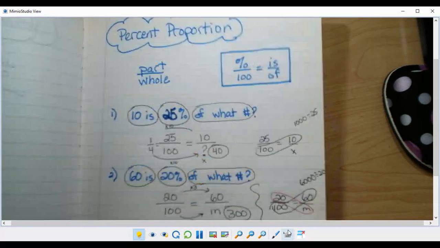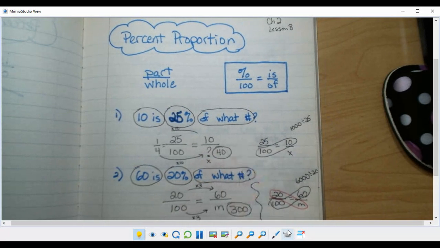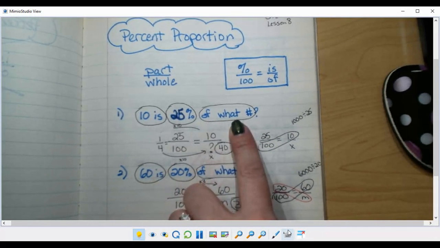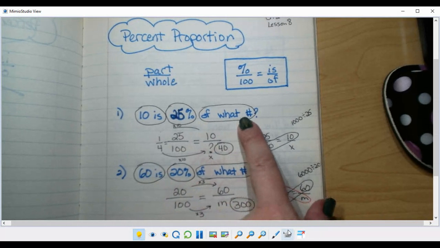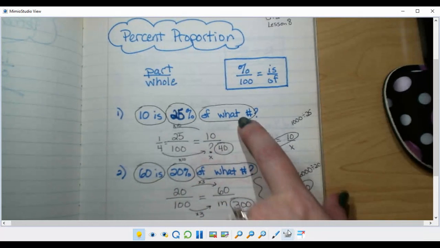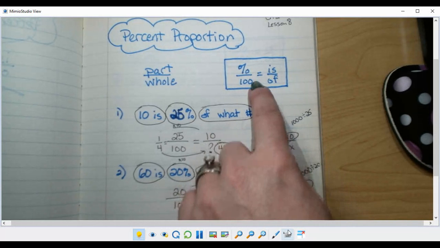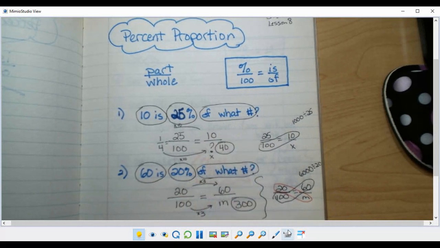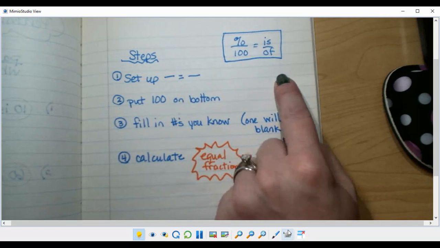Now, if you noticed, all of our problems, all of our forms were the same order. We were always looking for the of what number. In 7th grade, that changes. The formula doesn't change, but the information that we're given does change. So it's worth it to memorize this.